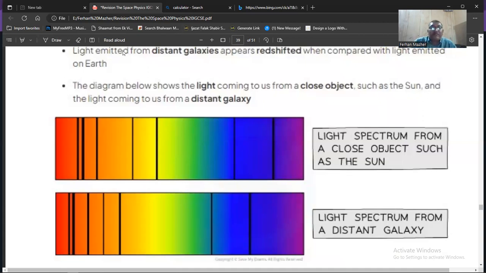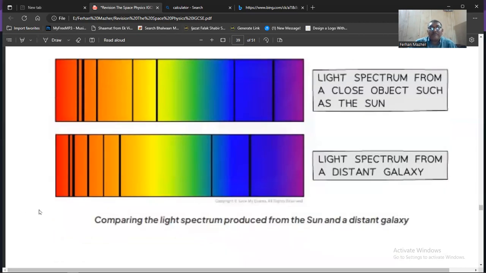So you can see these bars. This is the light spectrum from a close object such as the sun. So look at these lines. The same lines have moved a little towards the red color. This is the light spectrum from a distant galaxy. So this line has moved to the red color, and this line also has moved to the red color. This line was here, it has moved in this direction. These two bold lines have moved towards the red. So this is showing a redshift.